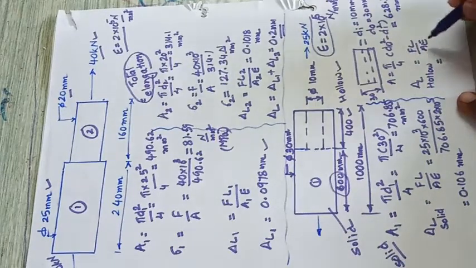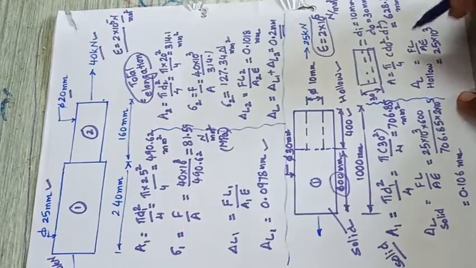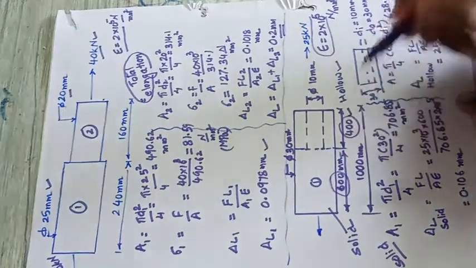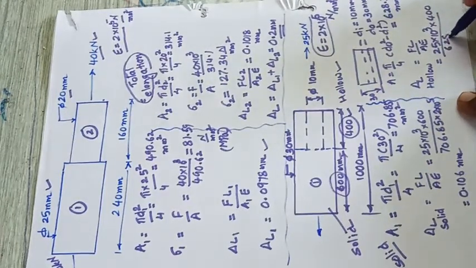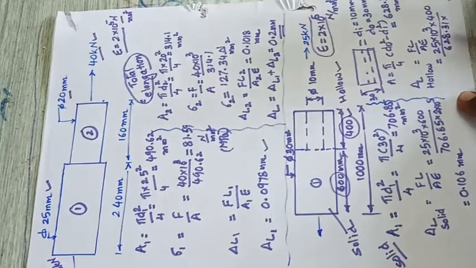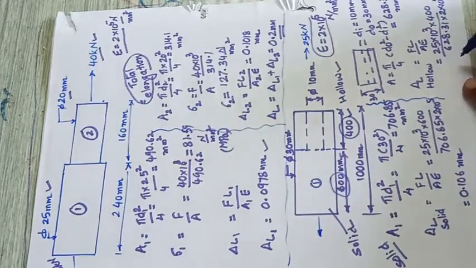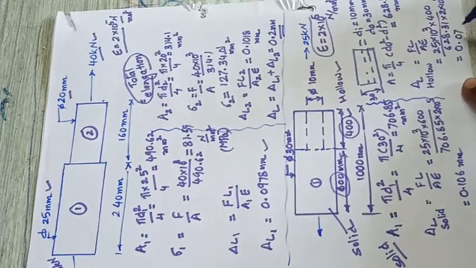Okay, next we will substitute here in this. The force is the same, 25 into 10 raised to 3. The length of the hollow is 400, so 400 divided by area 628.31, made of the same material, so 2 into 10 raised to 5. So the answer is 0.0795 mm.